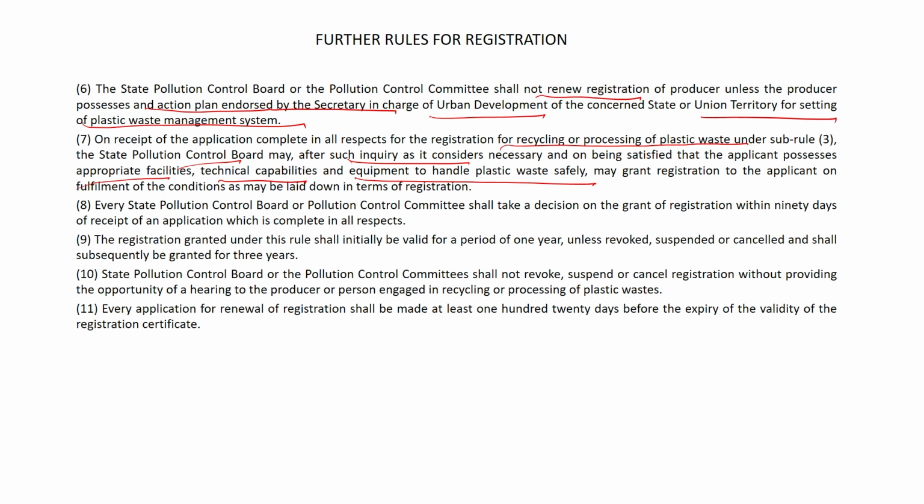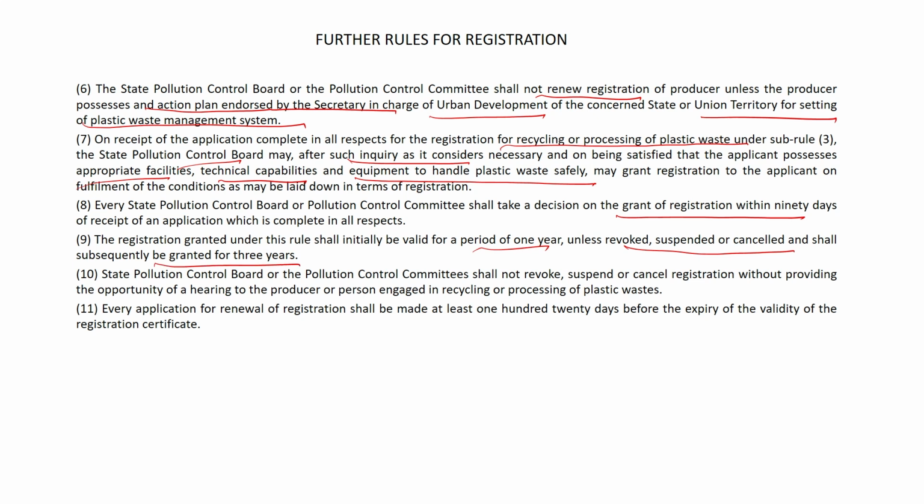The State Board and the Pollution Control Committee shall take a decision on grant of registration within 90 days of receipt of an application. The registration granted shall be valid for a period of 1 year, unless it is revoked, suspended or cancelled, and shall subsequently be granted for 3 years.